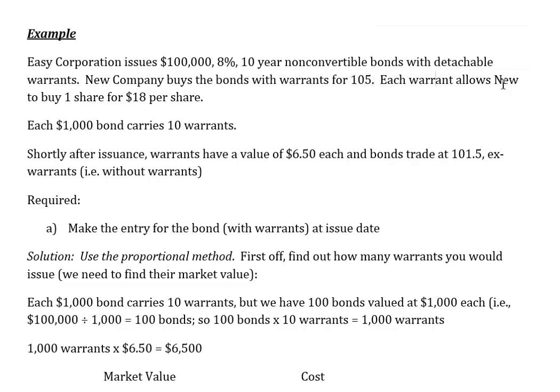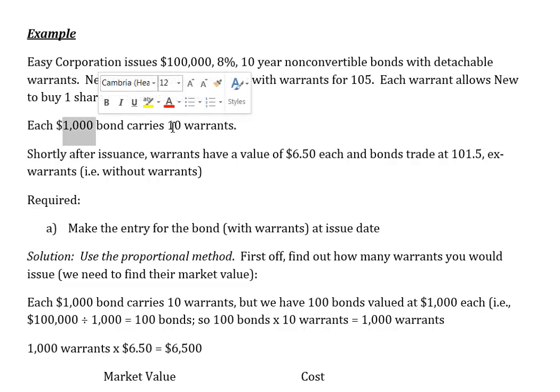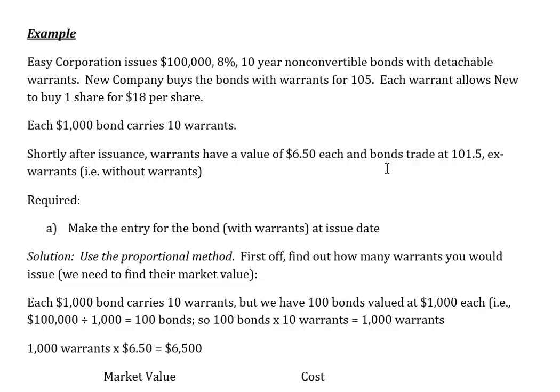Each warrant allows New to buy one share at $18 a share, so we now know our exercise price, right? So it's one warrant gets you one share, and each $1,000 bond has 10 warrants associated with it. So shortly after the issuance, or after they've been on the market trading, the warrants have a value that's established by the market of $6.50 each. That's one warrant. And the bonds are trading ex warrants, or without the warrants, at 101.5.